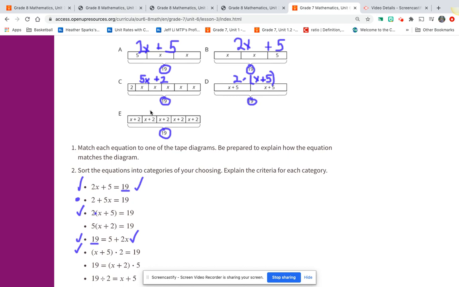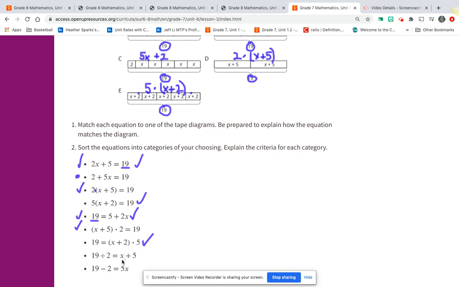Letter E, I notice that we have 1, 2, 3, 4, 5 groups of x plus 2. So that little dot means multiply in between the 5 and the parentheses. So 5 groups of x plus 2, that would go here and here.